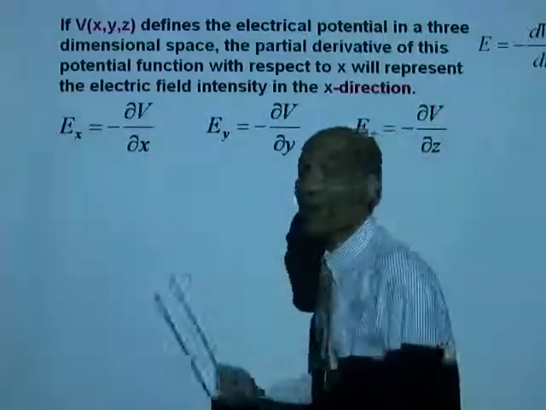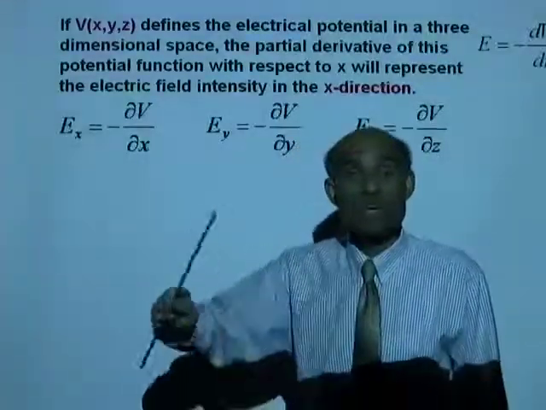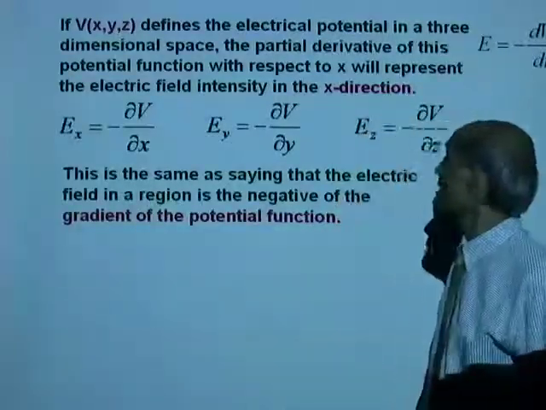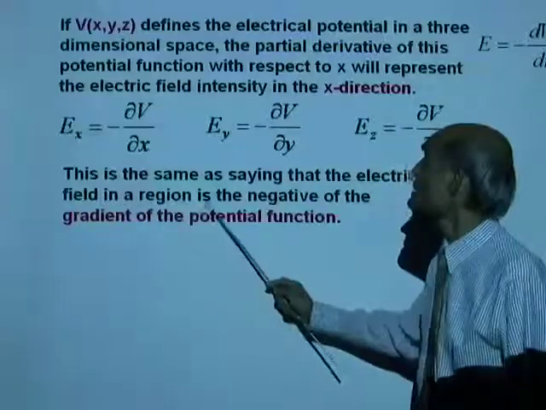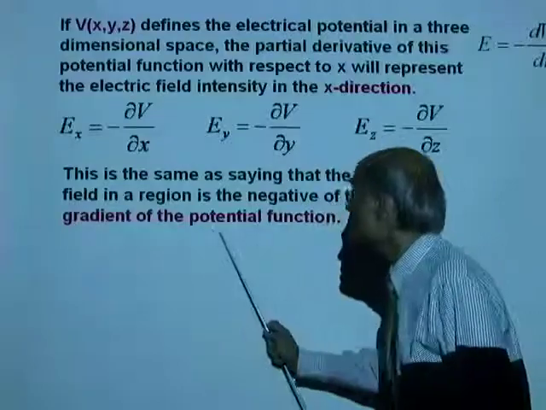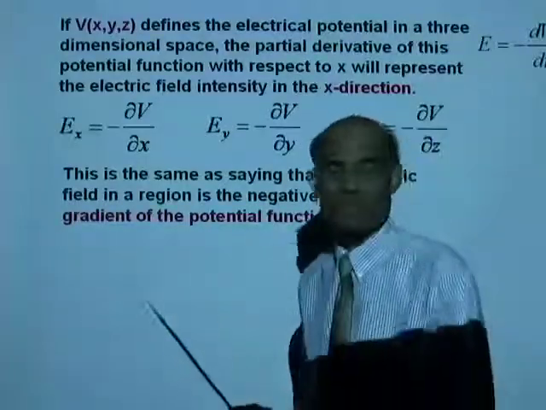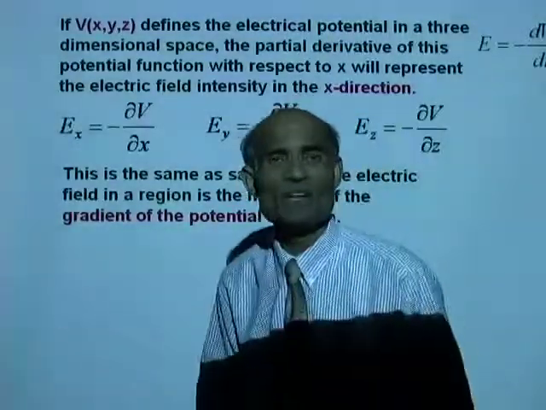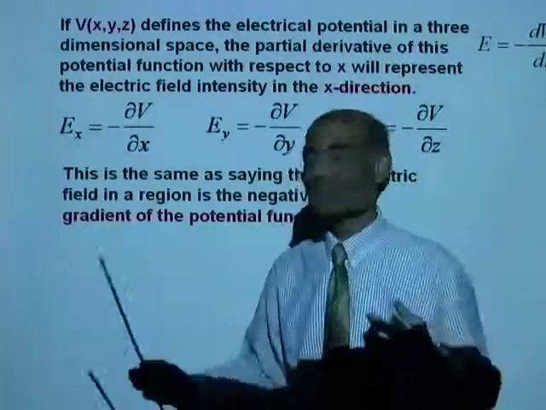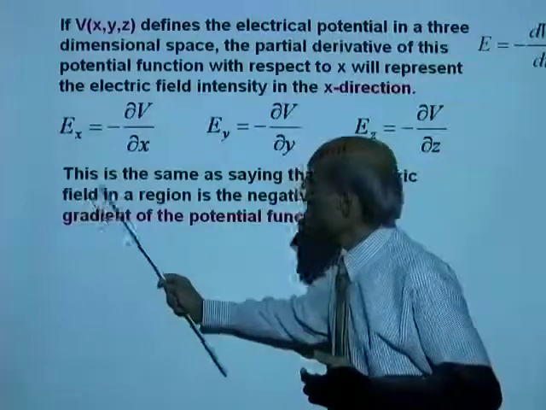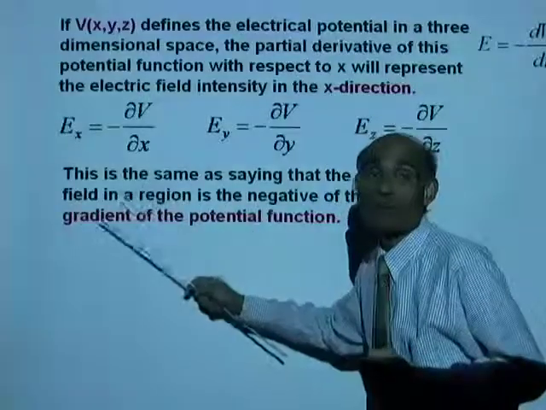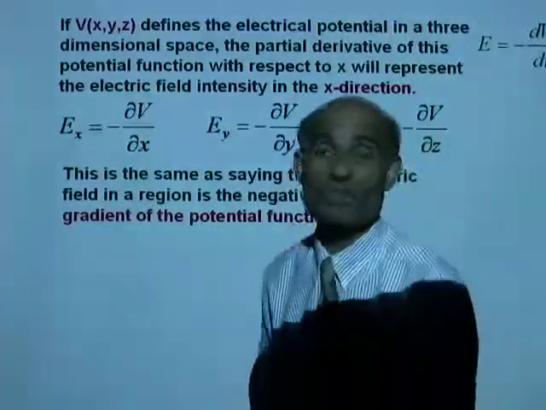We can combine all this and write a single equation for the potential function. This is the same as saying that the electric field in a region is the negative of the gradient of the potential function. Negative of the gradient. What's the meaning of gradient? Well, derivative is the gradient. So, the electric field is a measure of the negative of the gradient of the potential function.